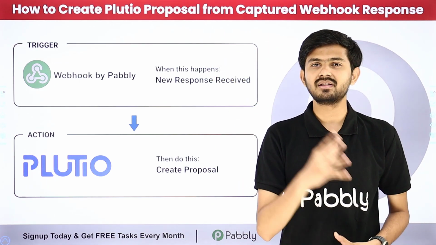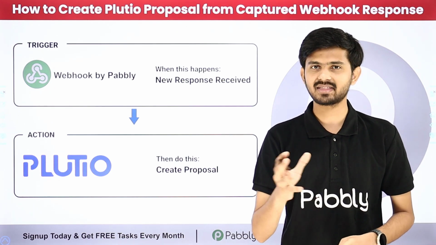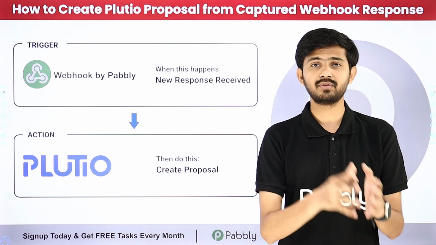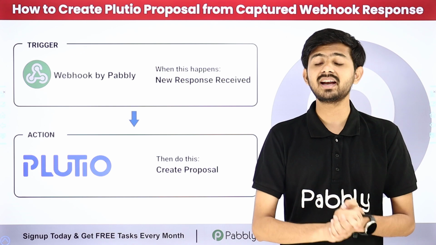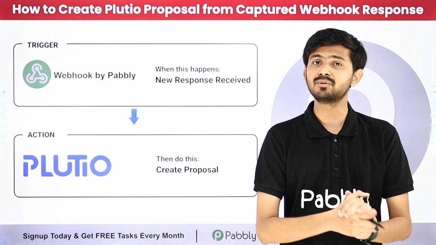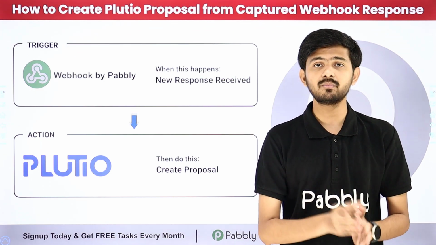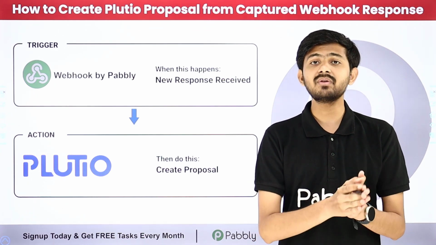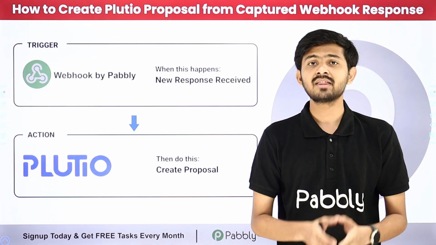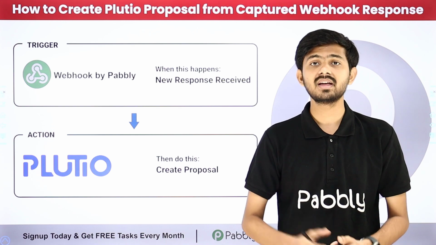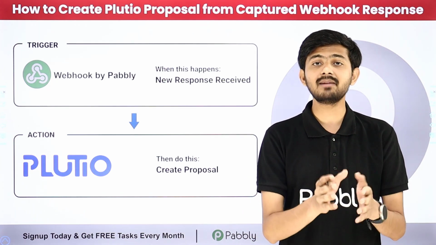So here I'm running my consultancy firm, and what I want is that I have added an inquiry form on my website, and as soon as my client fills that form, then automatically with the help of my client's details, I want to create a new proposal for my services in Plutio. So for my objective, I first need to connect my form with the help of Webhook by Pabbly. With Webhook by Pabbly, I'm going to receive my form responses as a Webhook response. So as soon as I receive that Webhook response, then automatically with the help of that response, I can create a new proposal in Plutio.